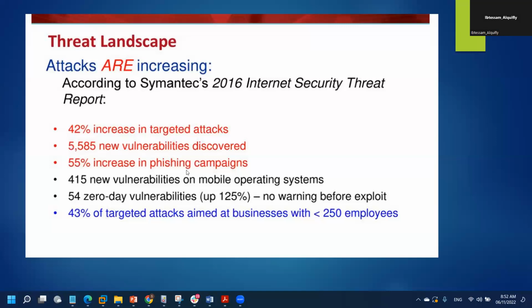There is a 55% increase in phishing campaigns. Since 2006, 2007, we've seen a lot of increase in phishing campaigns. Phishing campaigns are basically when the attacker targets a group of people using emails to trick them, maybe to steal their credentials, or to get a foothold within the organization, or to compromise their machines.